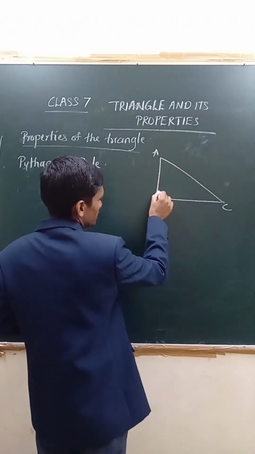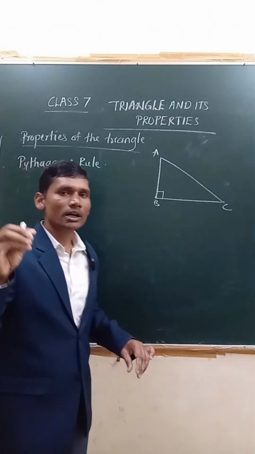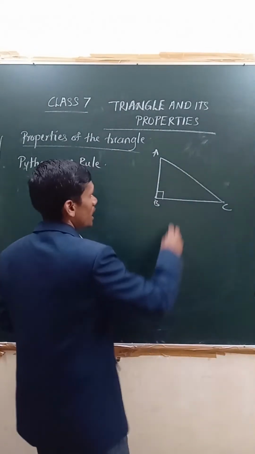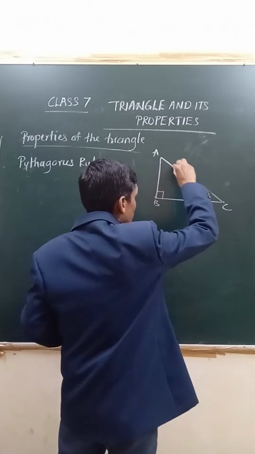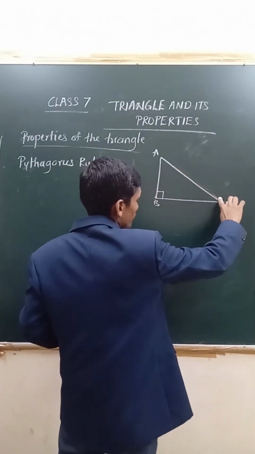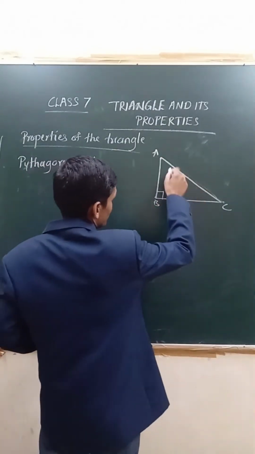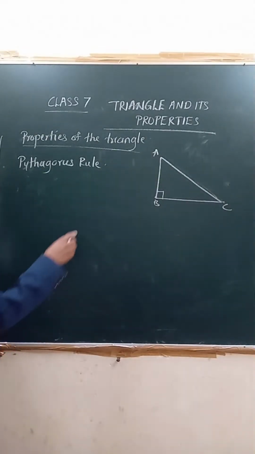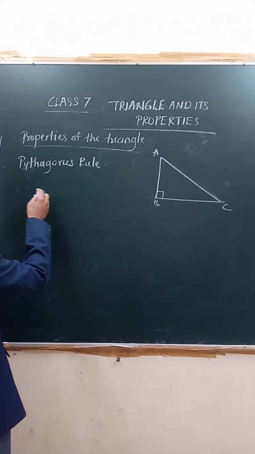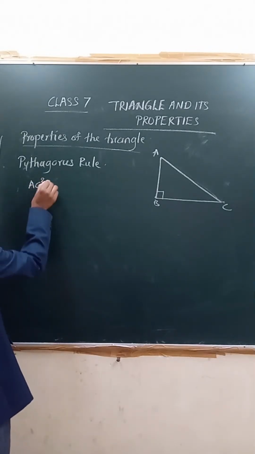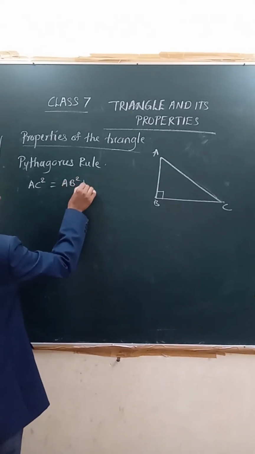See, if you take a triangle where one angle is 90 degrees, then this type of triangle is called what? A right angle triangle, remember. And this side is called the diagonal, or we can say hypotenuse also we call it, right? Okay, ABC. Now if you take this triangle, the Pythagoras rule says: AC square will be equal to AB square plus BC square.